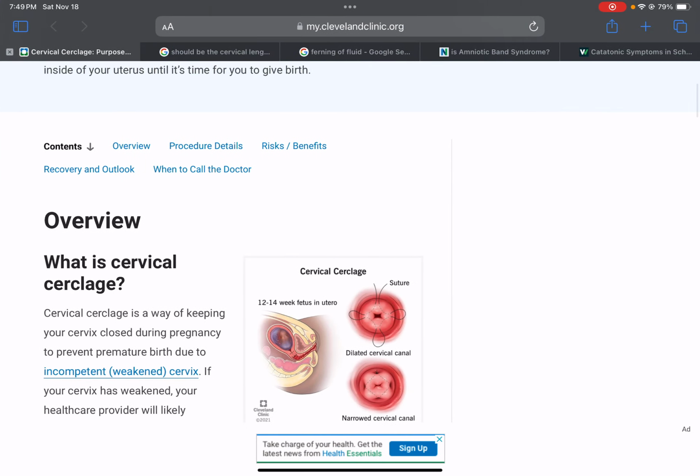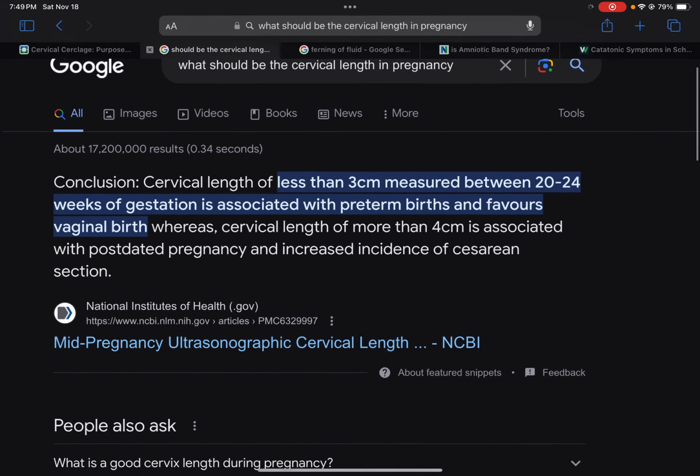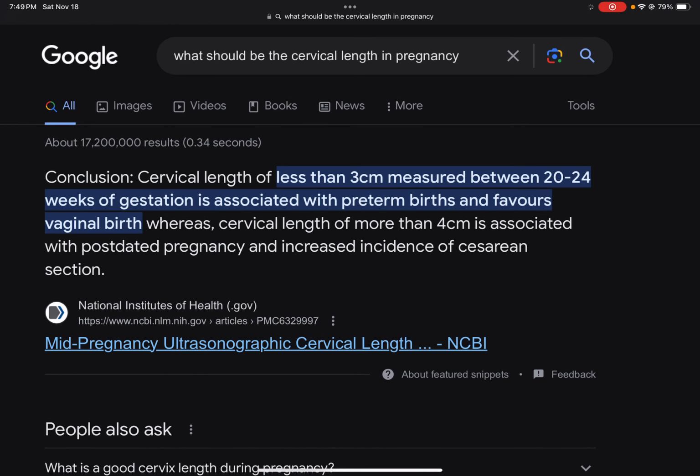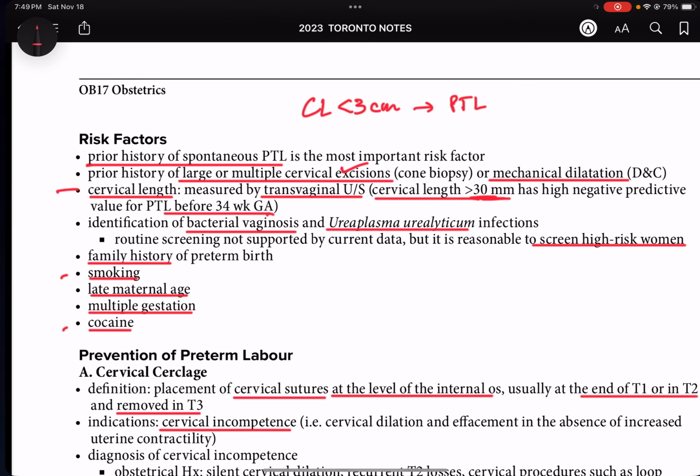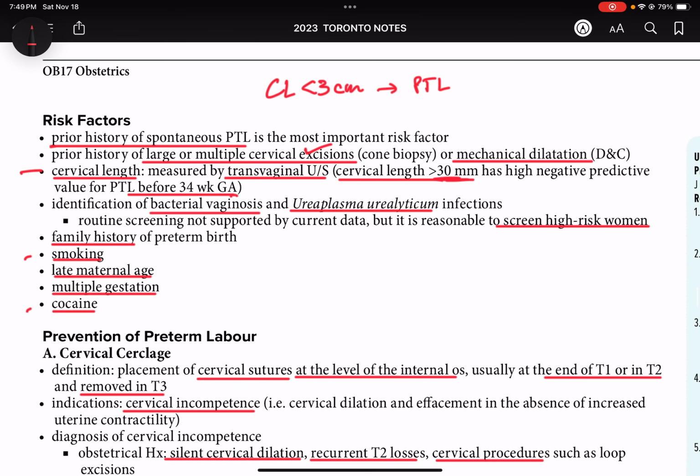I searched it up too. A cervical length of less than 3 centimeters measured between 10 to 24 weeks of gestation is associated with preterm births and favors vaginal birth, whereas cervical length of more than 4 centimeters is associated with post-term pregnancy. So it should be within the normal range. But over here, we read that more than 30 millimeters, which is more than 3 centimeters, might be okay. Other than that, we read previous history of preterm labor and any changes in the cervix. By that we mean any excisions from it.